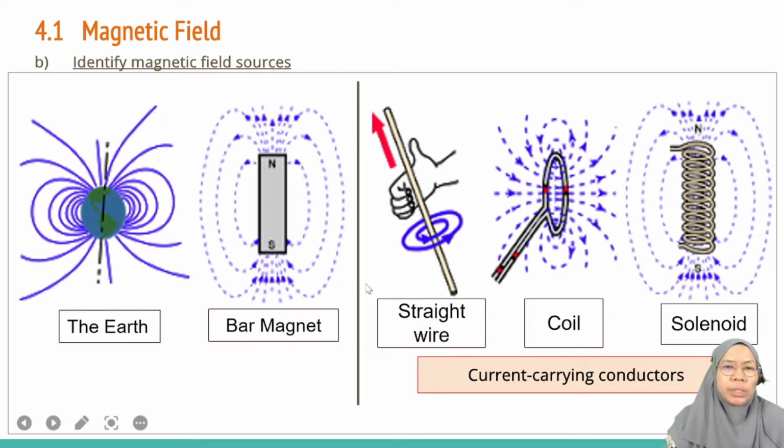Just to add more, the left hand side are examples of a naturally occurring magnetic field. On the right hand side is how we can produce magnetic field using conductors.